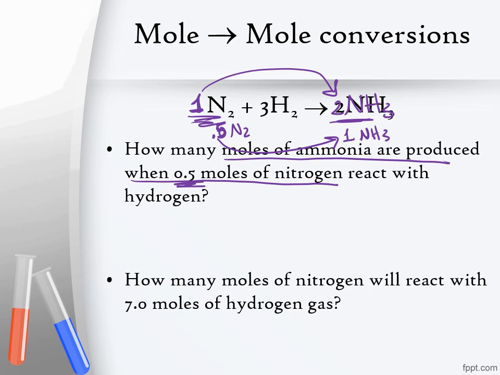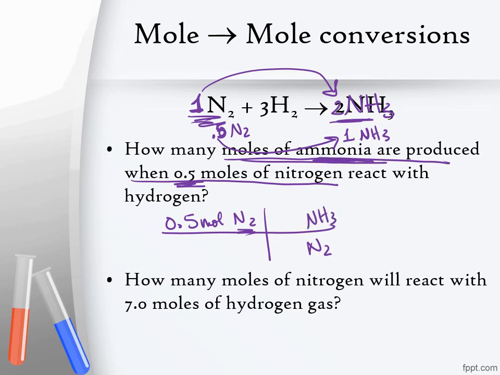I can do this math in a railroad track. So I can take 0.5 moles of nitrogen as my given, and I want to find out how many moles of ammonia there are. So I'm going to put nitrogen on the bottom because I want to get nitrogen to cancel out. I'm going to put ammonia on the top because I want to find ammonia. That's what my question is looking for. And then the numbers that I'm going to put in front of these are the coefficients from the balanced equation. So I'm going to find that 1 in front of nitrogen, that 2 in front of ammonia.